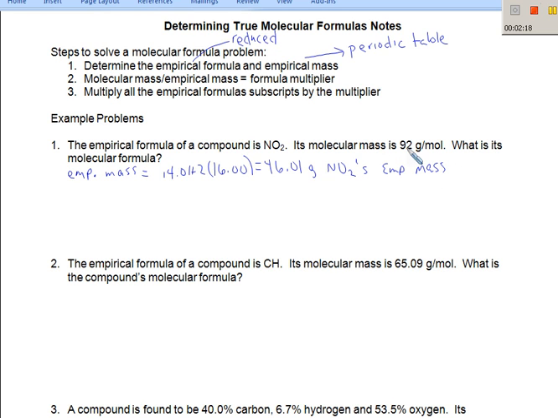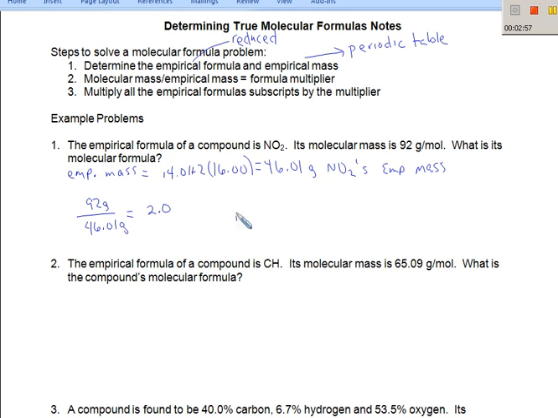Now, the molecular mass is 92 grams. So we have to figure out how many times NO2 fits into the molecule. So we're going to take 92 grams and we're going to divide it by the 46.01 grams. And once you do that, you get a value of 2.0 to the nearest significant figures. This is your multiplier. So what you're going to do is take this 2 and multiply the subscripts by this.